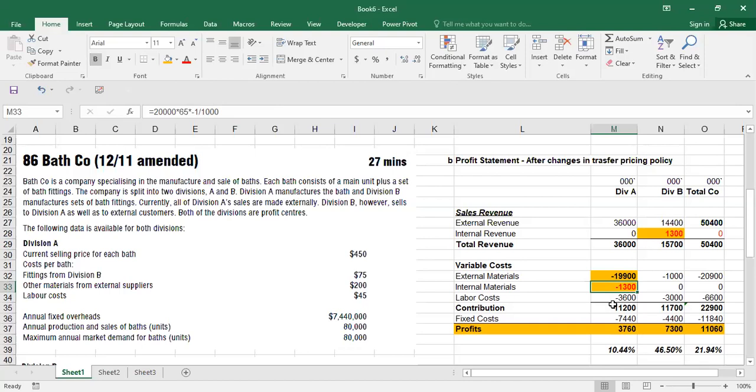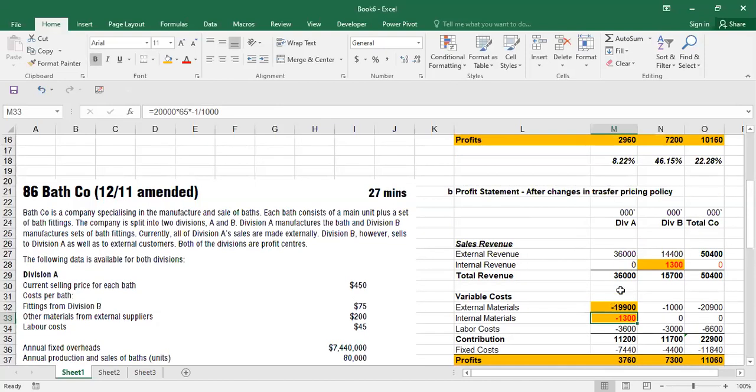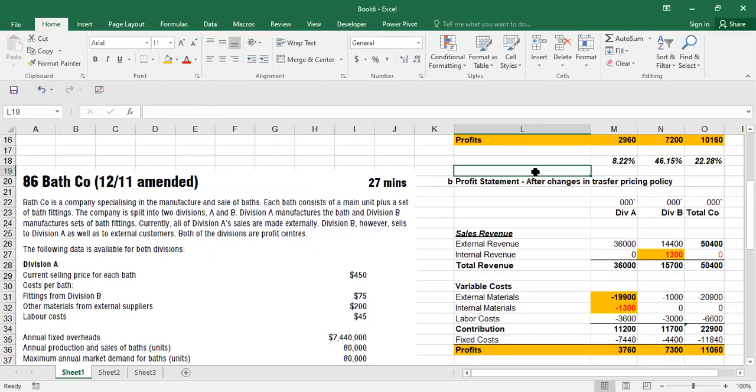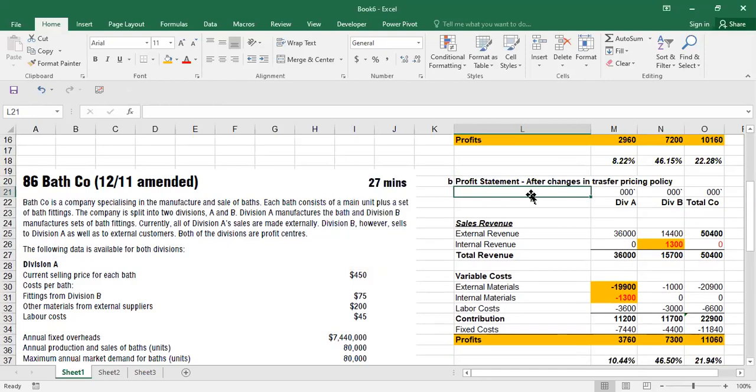And now if you see what the profit was before and what the profit is now, let me just delete one line to make it clear what is happening. After applying this policy, this divisional profit has increased. But if you see overall, the group profit has gone down.